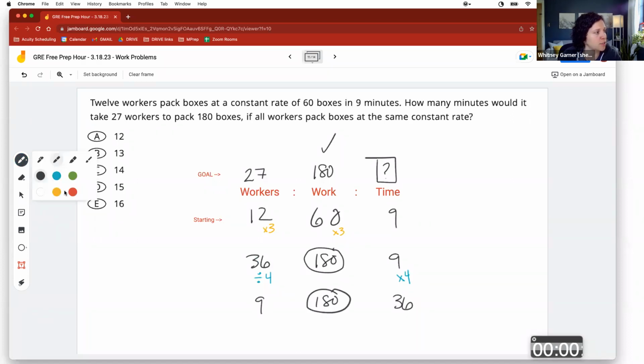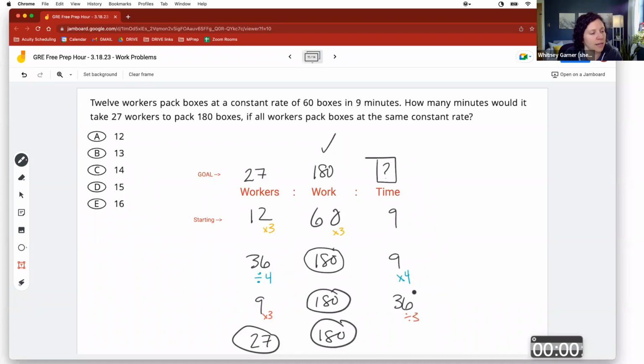I'm going to multiply this one by 3, which means I have to divide this one by 3. And so over here, I get 27, which is where I want it, 180, which is where I want it. And so 36 divided by 3 is 12. That's my answer.